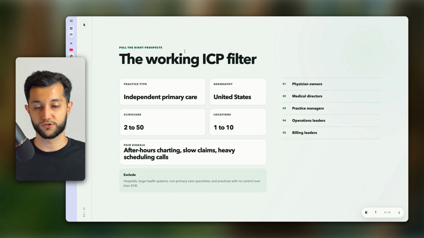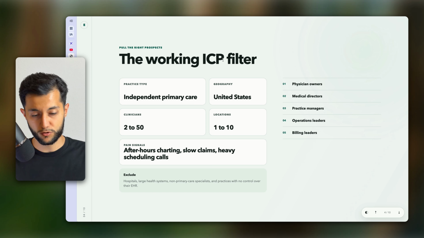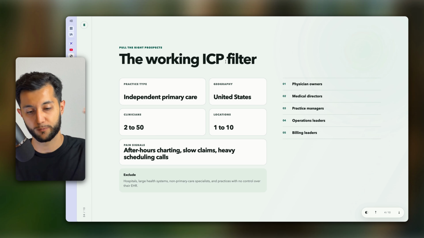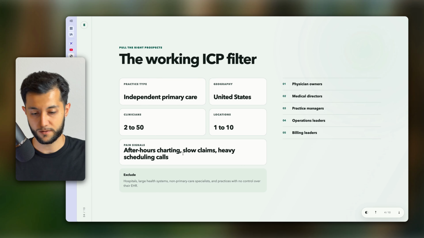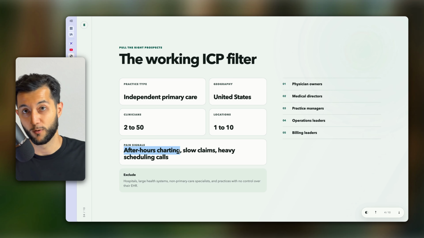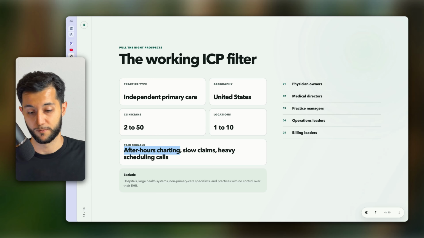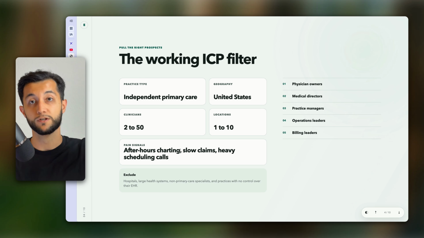So what's the strategy for the prospects? We have multiple types of ICPs depending on pain point, but in general, we're looking for independent primary care practices in the United States that have roughly 2 to 50 clinicians and 1 to 10 locations, right? And the pain signals are these 3, the main ones. After hours charting, by the way, I have no idea what that is. I'll just tell you straight up, because if you do enough research, we'll just put it into the skeleton, which we know it works, right?